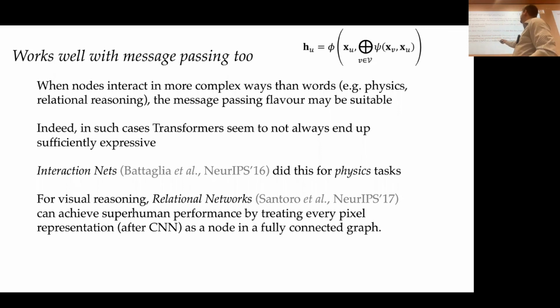And these are the kinds of domains where transformers don't seem to come out on top in terms of their performance. And interaction networks did this first for physics tasks. Relation networks did it for visual reasoning, and they achieved very early on superhuman performance on the CLEVR dataset. And they all rely on the same idea: build a graph of all of your objects together, fully connect it, and do message passing over them.